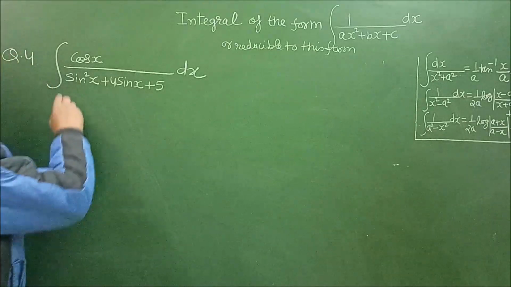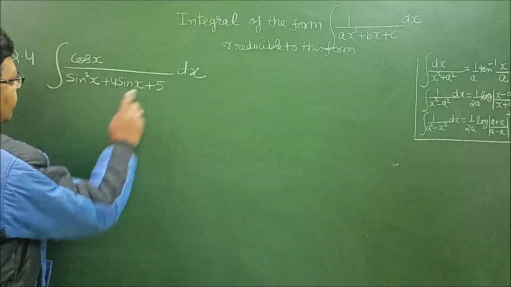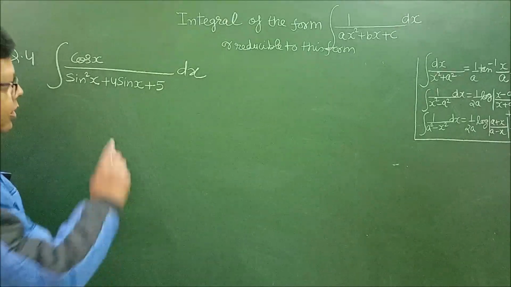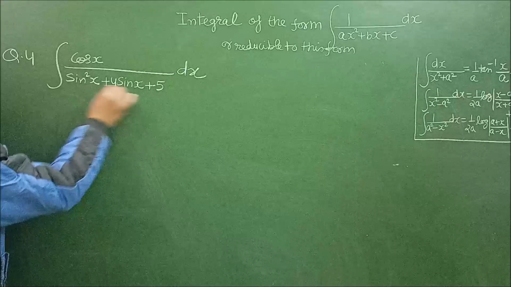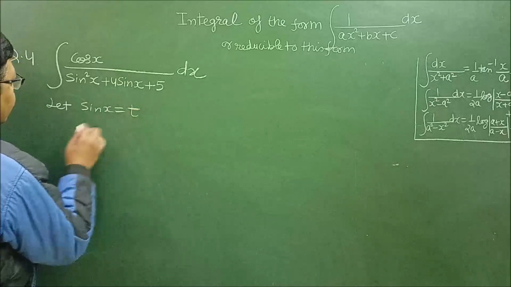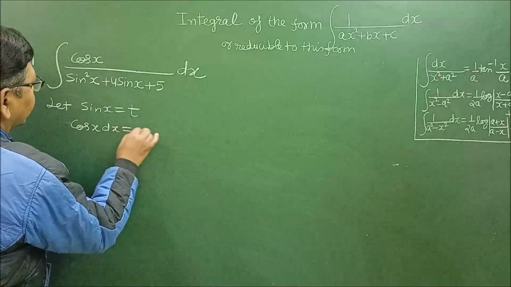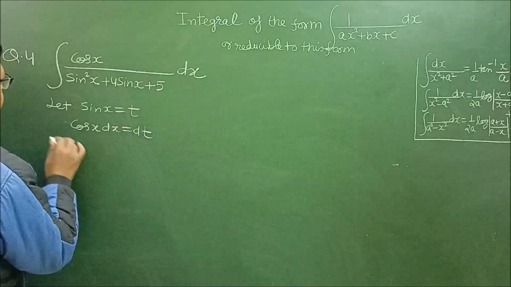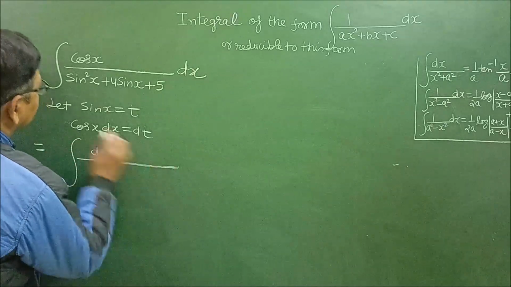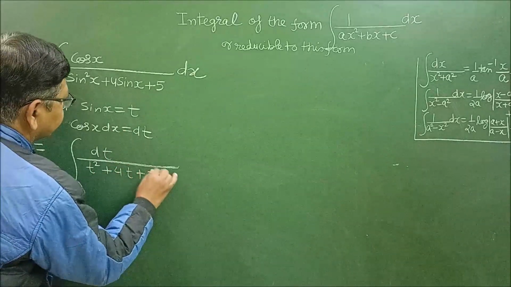Next question. Find the integral of cos x dx upon sin square x plus 4 sin x plus 5. Now this integral is not in the form 1 upon ax square plus b, but it can be reduced to this form. So let sin x be equal to t here. Now on differentiating, cos x dx is equal to dt. So cos x dx can be replaced by dt. So this integral reduces to dt upon t square plus 4t plus 5, since sin x is t.